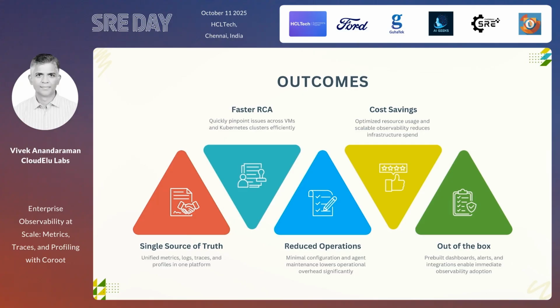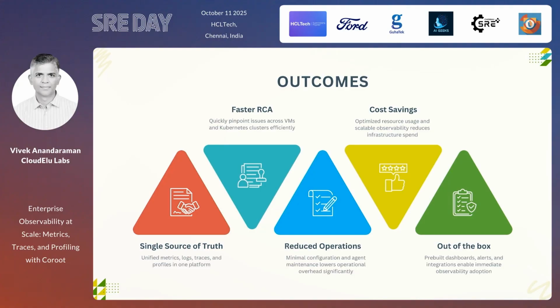Outcome-wise, we wanted a single source of truth. We didn't want to juggle through multiple contexts, multiple dashboards, multiple applications across Prometheus, across all those things. So we were able to get that in one place, which had just a single source of truth. And this was able to bring down the RCA time, at least in the initial POC that we were able to do. It was able to pinpoint much faster.